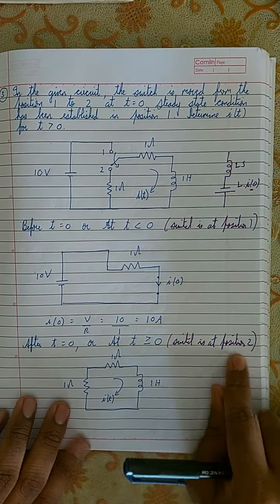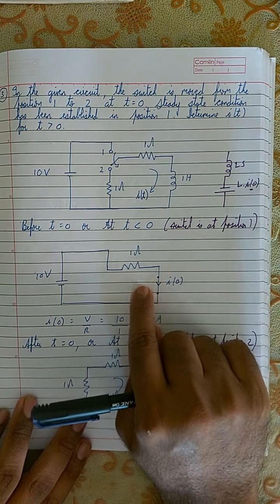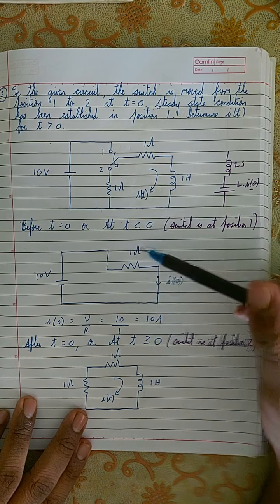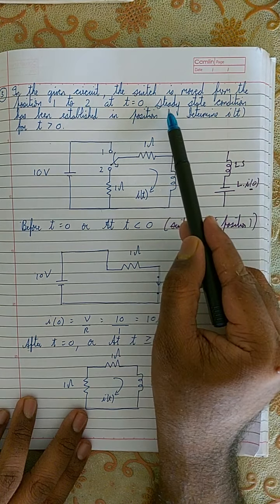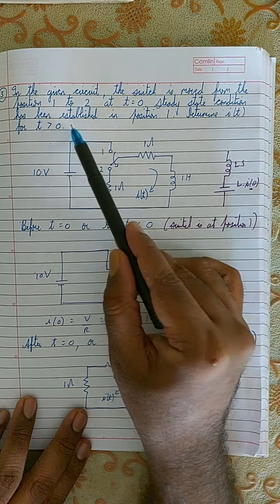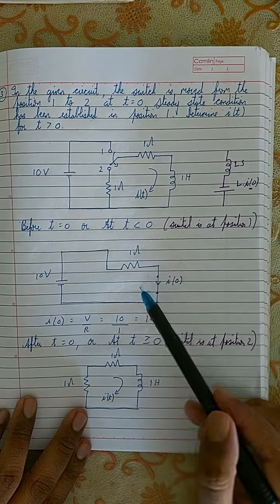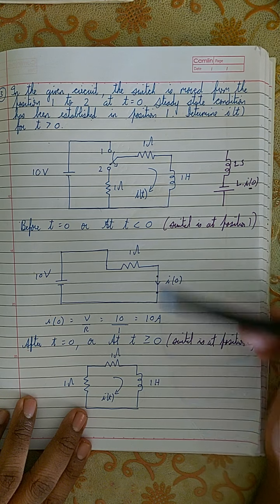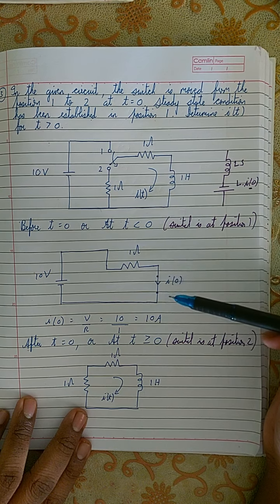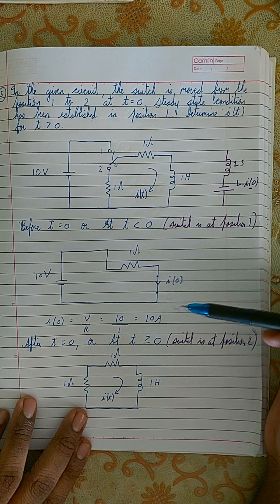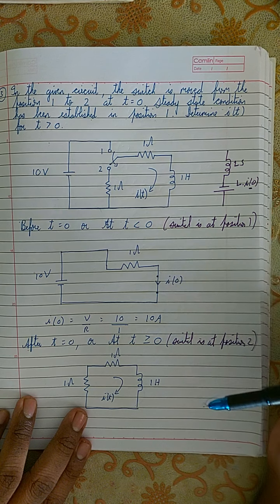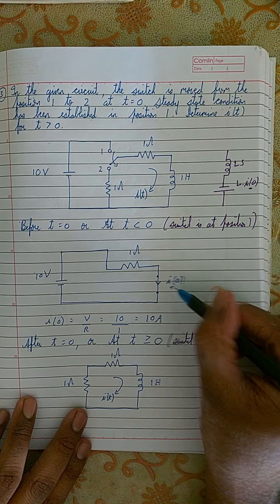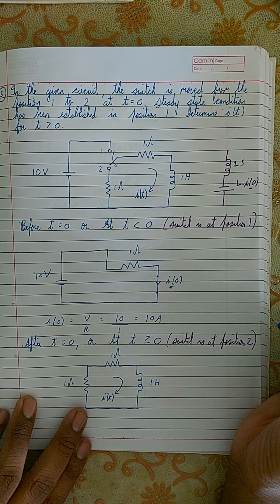So at time t is equal to 0, this is the solution. This is the circuit when the switch is at position 1, or this is the steady state condition, because it's also written here that the steady state condition has to be established in position 1. That is why in this circuit I have shorted the inductor. Because under steady state condition the inductor becomes a short circuit and the capacitor becomes an open circuit. And you need to find the value of the initial value. Initial value can only be found when the circuit is in the steady state condition.